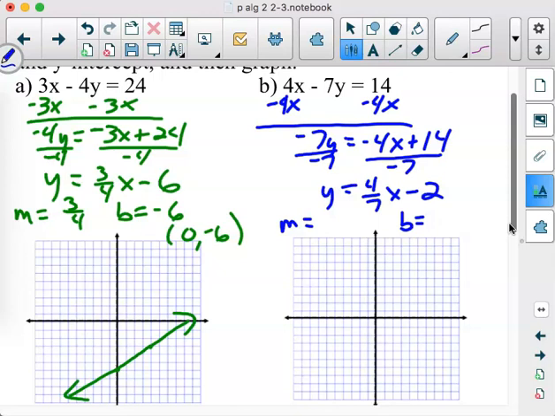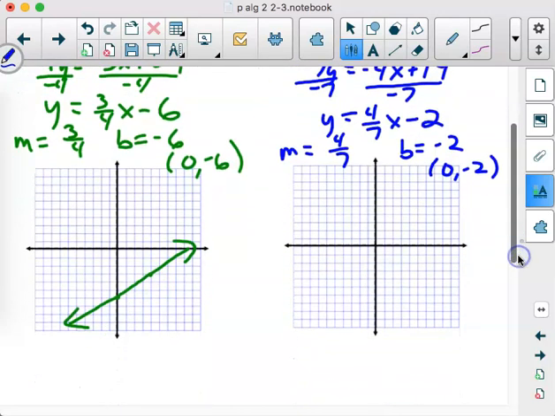Brandon, m is what? 4/7. And b, Kayla, I'll ask you again. Right, immediately our brain goes to 0, negative 2. That's the point that we have to start at. So, 0, negative 2. What do I use that 4/7 for again?